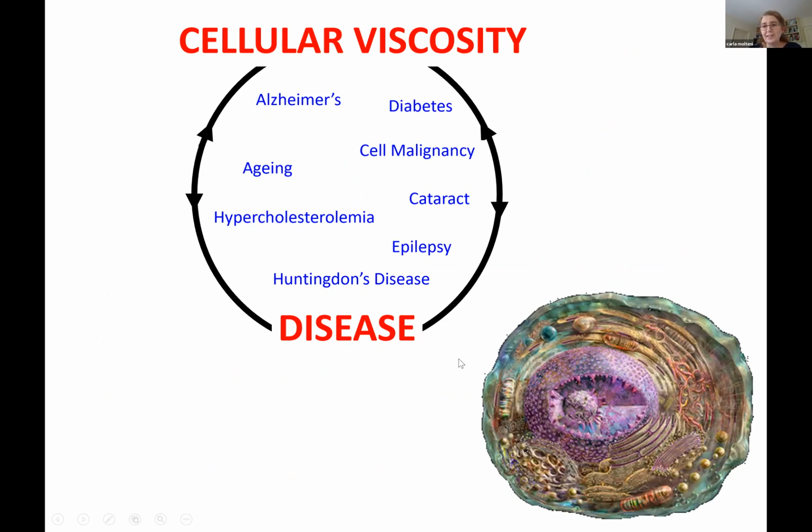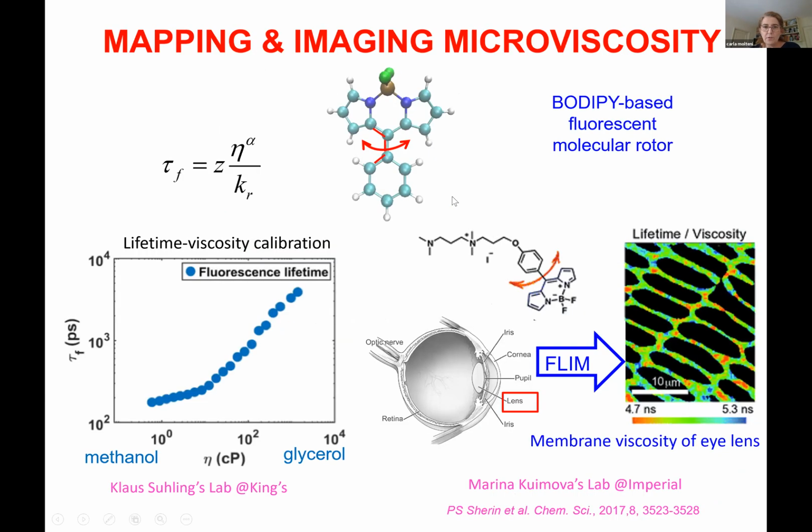There are different regions of different viscosities, but the change in cellular viscosity can also be a sign of disease, and many diseases actually are related to viscosity. One can think about hypercholesterolemia, because more cholesterol obviously makes the cell membrane more viscous, but also cataract and so on. And so how does one measure or image viscosity in vivo, for example?